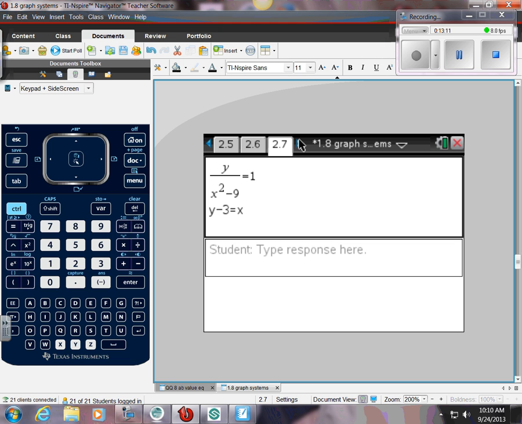Next page. Okay, this one's a little bit uglier, right? That's okay. It's not that big of a deal. All right, so I need to solve. I want you to think about how we would go ahead and solve this. It's different looking. Don't let it throw you off. Yeah, we're going to use substitution, absolutely.